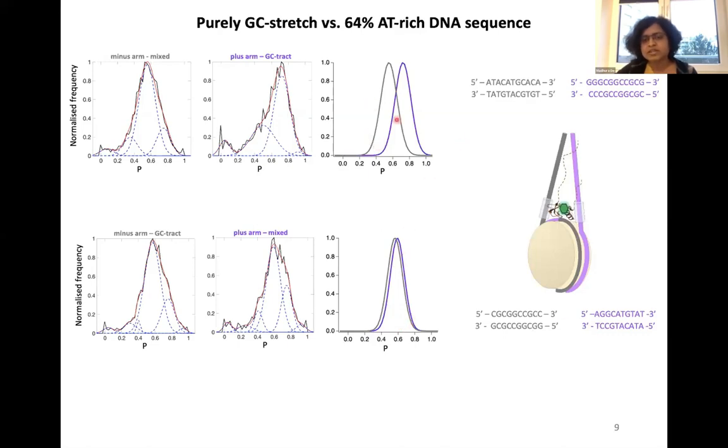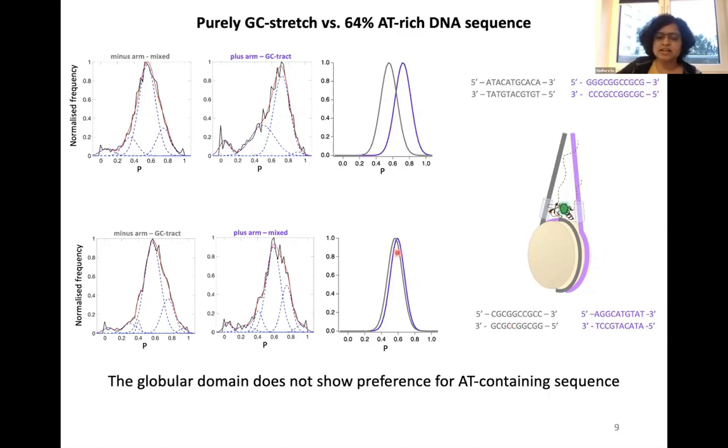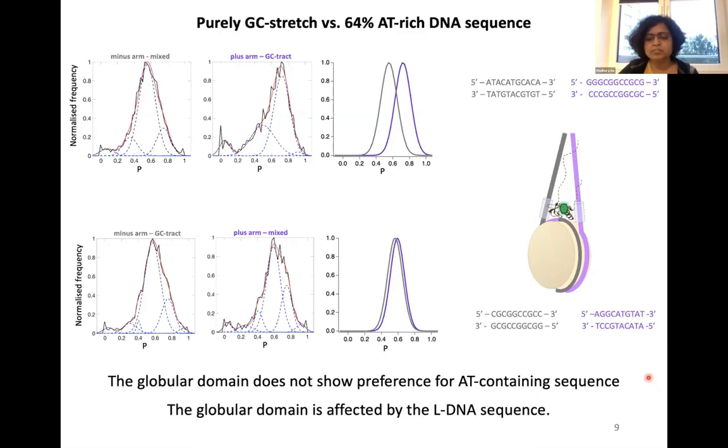So this could have been an orientation of the globular domain, and this is not reflected when you swap the sequences. What we see here is that the globular domain does not show preference for AT containing sequence, which is contrary to what people saw before. But there is definitely an effect on the globular domain orientation, or probably the location.